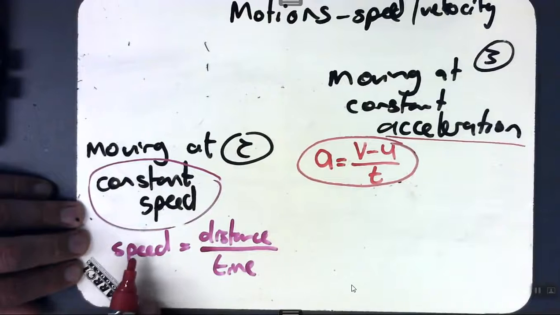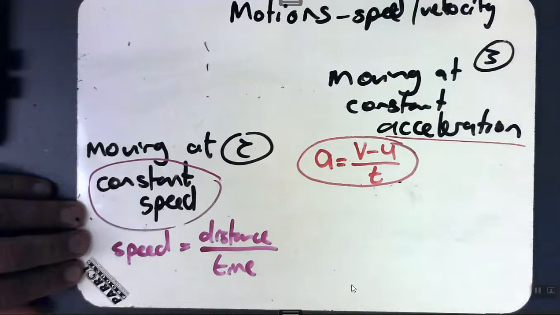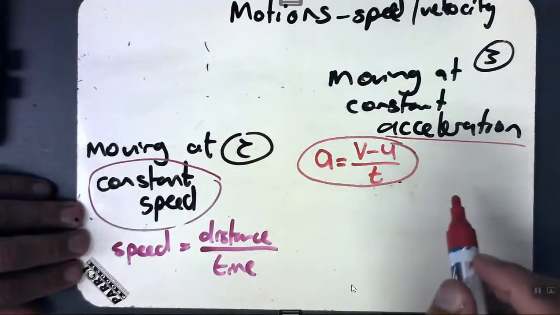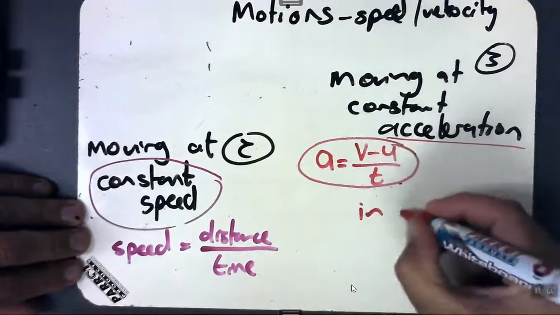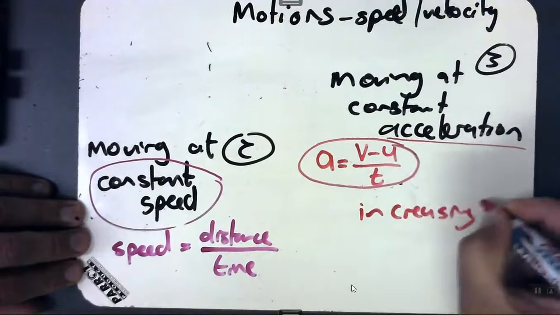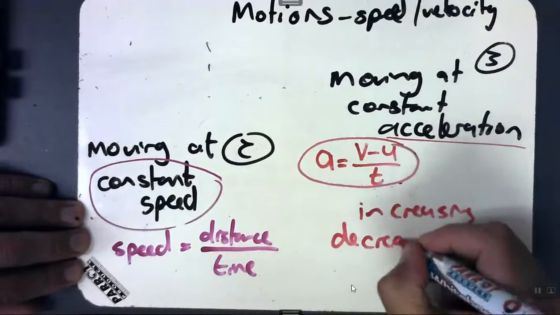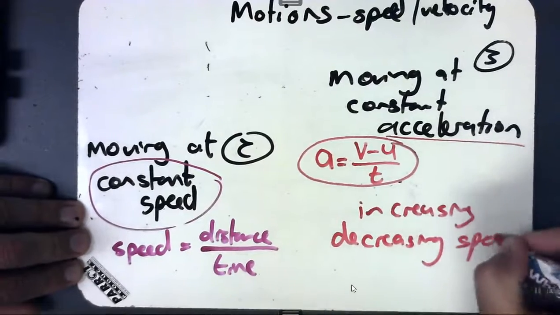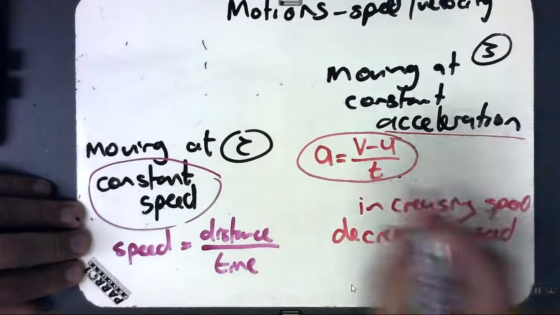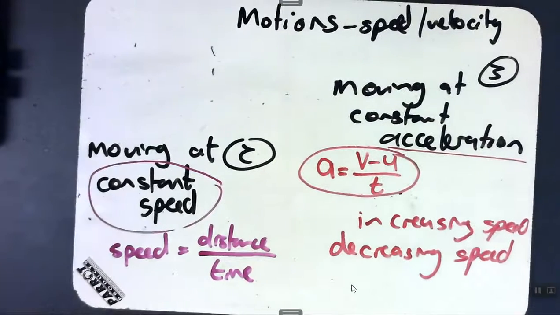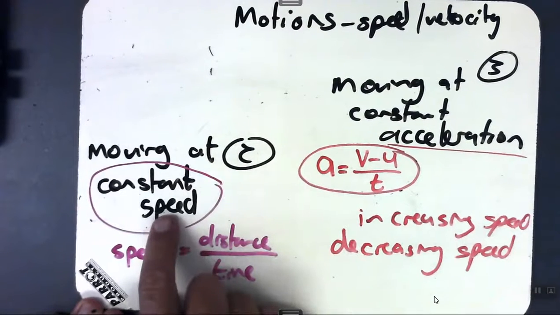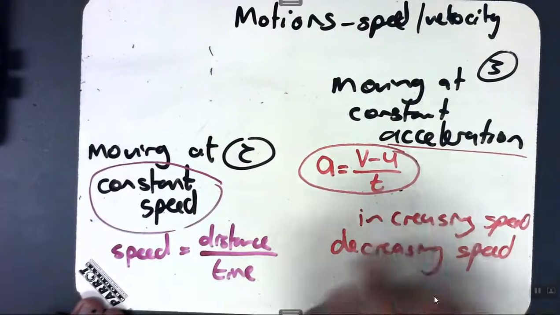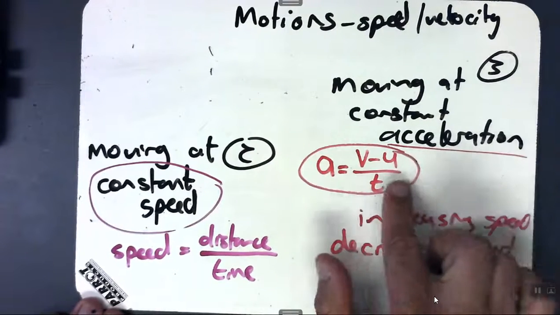When we have constant speed, we use speed as distance over time. When we have constant velocity, moving at a constant acceleration, or when we're increasing or decreasing speed, we will be using that formula. And that is very important to remember. This is the first question that you're asking yourself. Is it moving at constant speed? Then I use this equation. Is it accelerating? Then I use that equation.